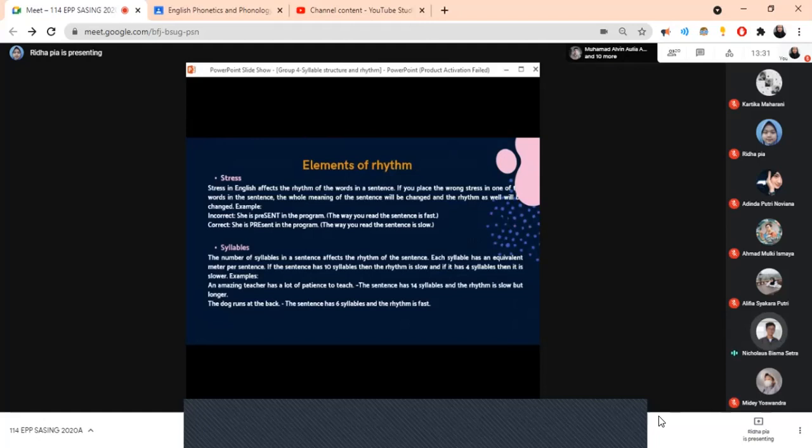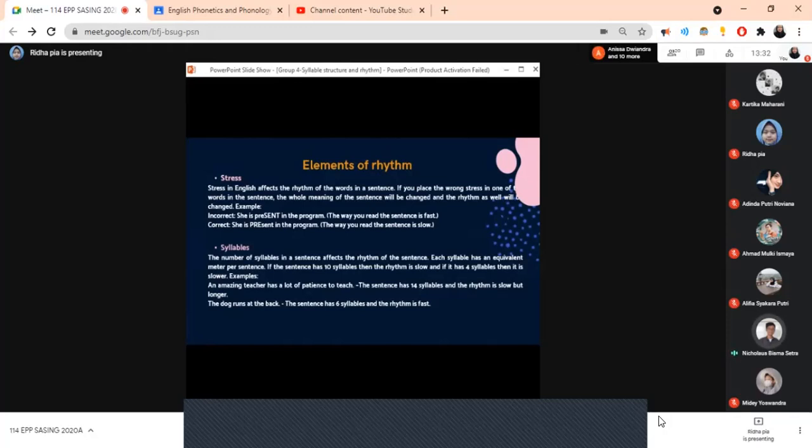So there are two elements of rhythm. The first one is stress. Stress in English affects the rhythm of the words in a sentence. If you place the wrong stress on one of the words in a sentence, the whole meaning of the sentence will change and the rhythm as well. We have two examples here. The correct one is: she is PREsent in the program. The incorrect one is: she is preSENT in the program. So note that there is a difference of meaning between present and present.